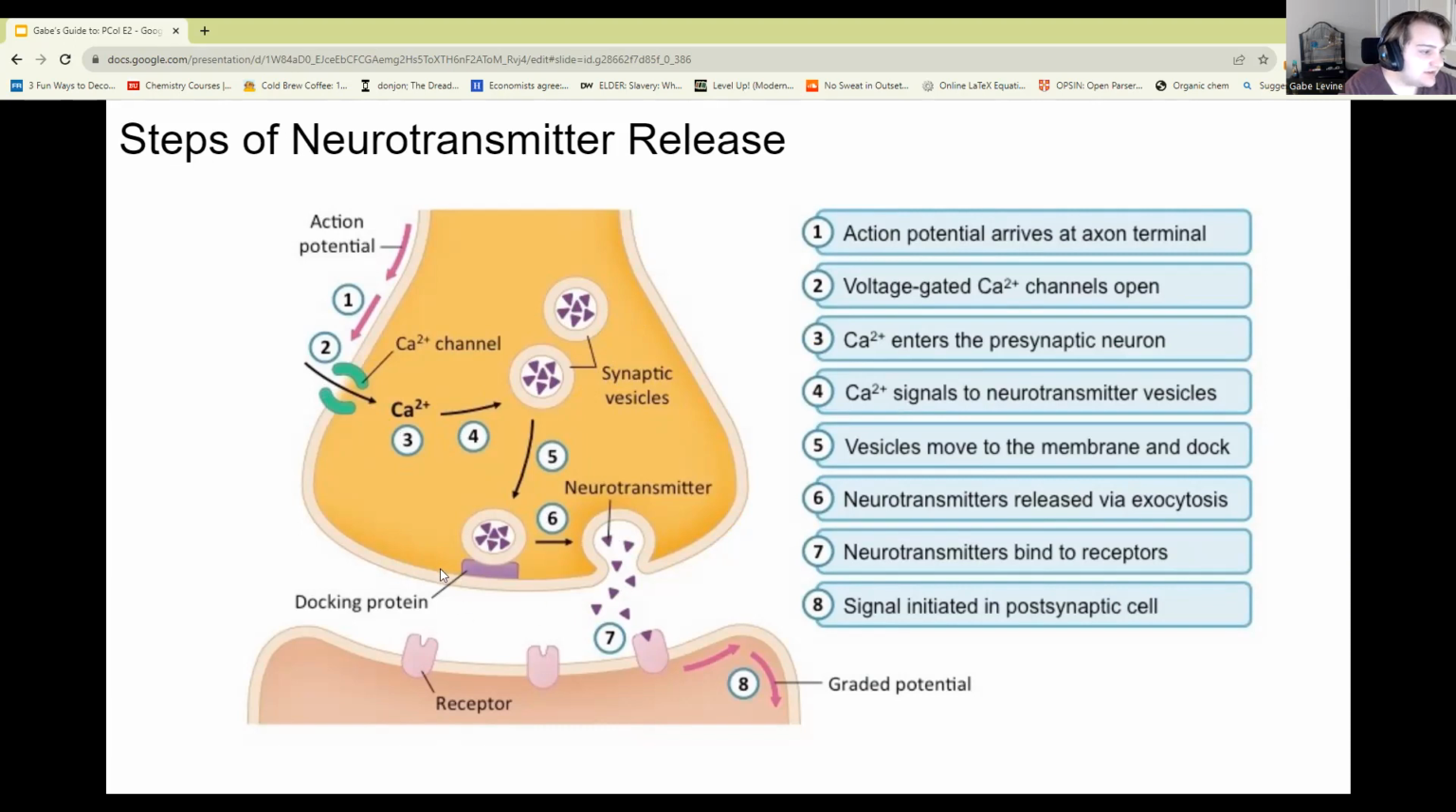Once it docks to the cell membrane, which we'll talk about those proteins on the next slide, the neurotransmitter is released into the synapse, where it can then cause the response that is going on. This is the minimum number of steps that you need to memorize. So this is a perfectly valid 8-step diagram. So for exam 2, this is definitely something that you need to be able to write like the back of your hand. Very, very important.